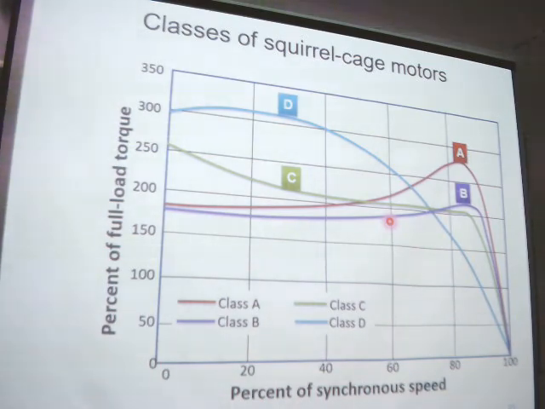This is the special design method. Class A and Class B is the general method. It has low starting torque. C and D have high starting torque, because they have different designs.